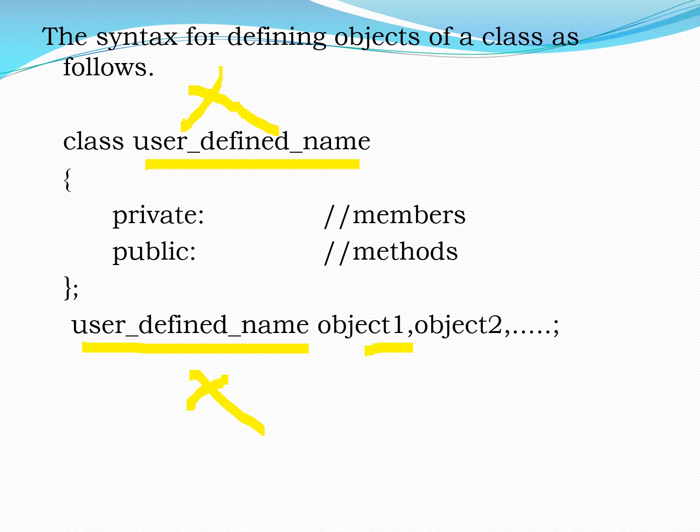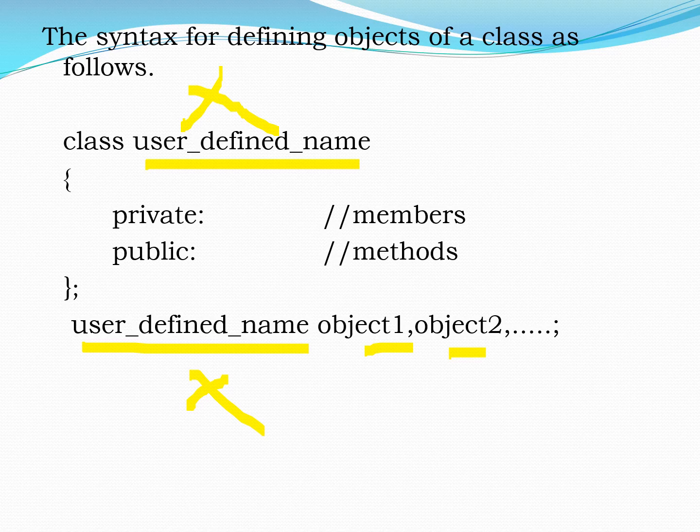Example, object 1, object 2, object 3, etc. It may be object 1 or 2. It's your own wish to keep a name for an object. This is how you're going to create. The general syntax is the user defined name, which is the class name, followed by the objects.